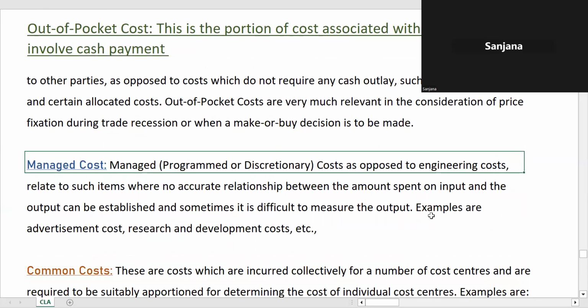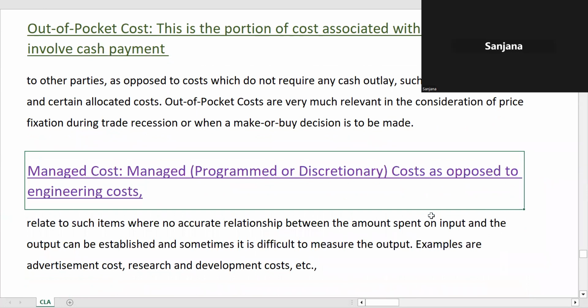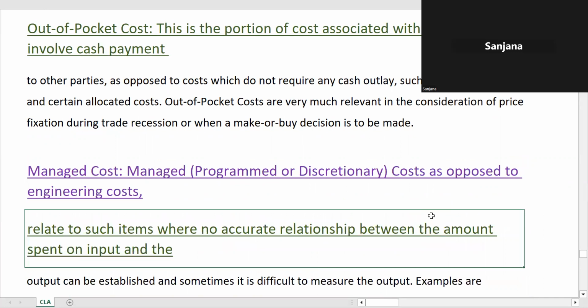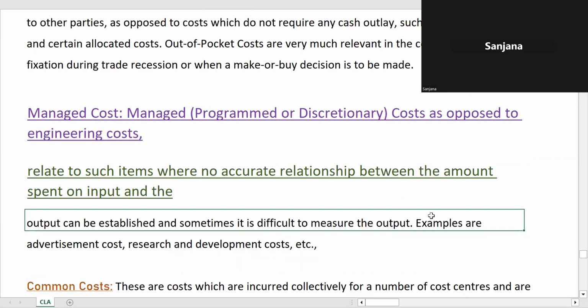Next is managed cost, managed, programmed, or discretionary cost. It is the opposite of engineered cost. Here there is no relationship between the two things. For example, advertisement. You will have to do this much of advertisement, but you are not sure how much result it will give to you. So these are called managed, programmed, or discretionary cost.